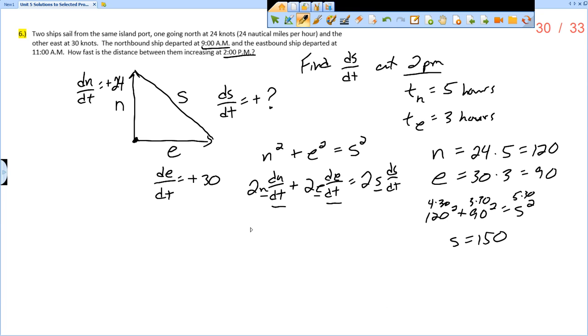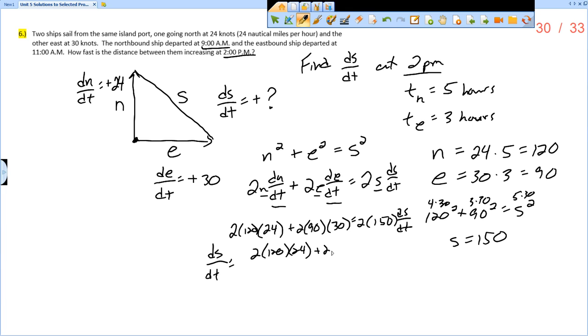All right, so now we can plug in our known quantities. So 2 times N, which is 120, times dN/dt, which is 24, plus 2 times E, which is 90, times dE/dt, which is 30, equals 2 times S, which is 150, times dS/dt, which is what we want to know. And so then the algebra here is actually very simple. We're just taking this left side and dividing by 2 times 150. So 2 times 120 times 24 plus 2 times 90 times 30, all over 2 times 150.